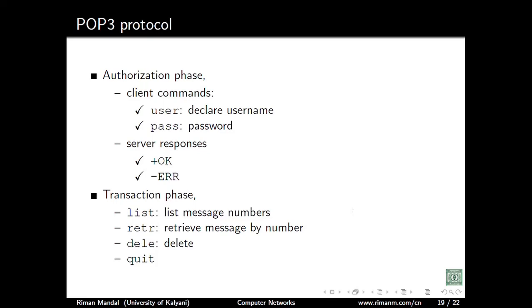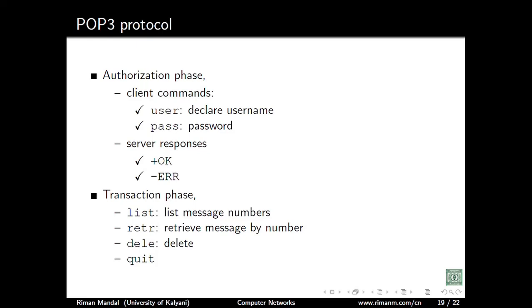POP3 has two phases: the authorization phase and the transaction phase. In the authorization phase, the client can use commands like user and password to declare the username and give the password to the server. The server will then respond with messages like OK or error. OK means everything is fine, you can move forward. Error means the password or username is not correct.